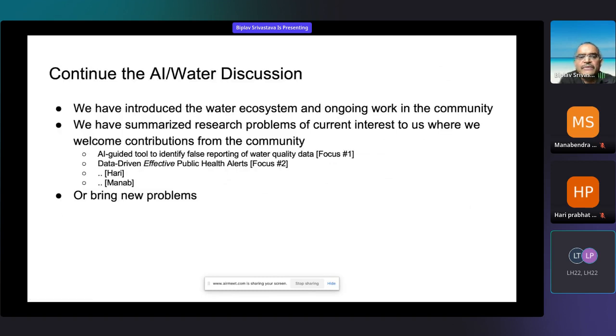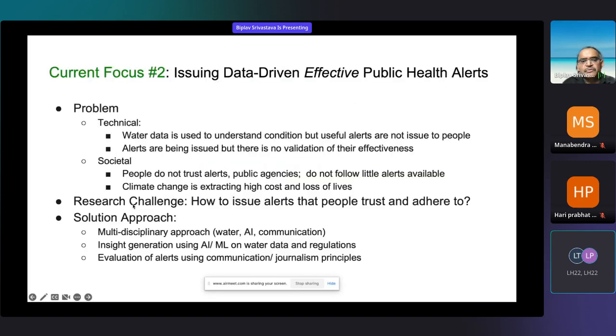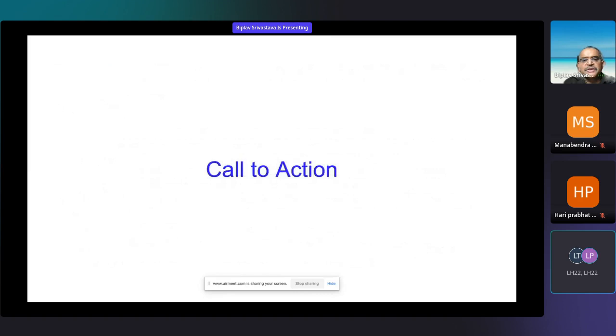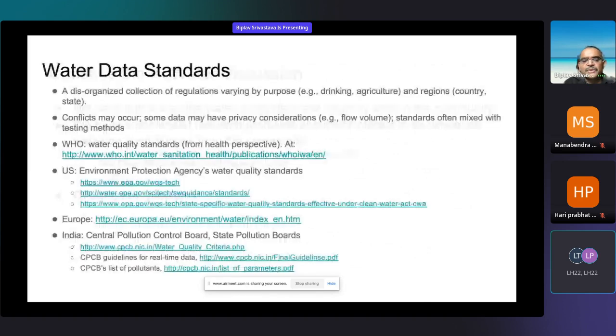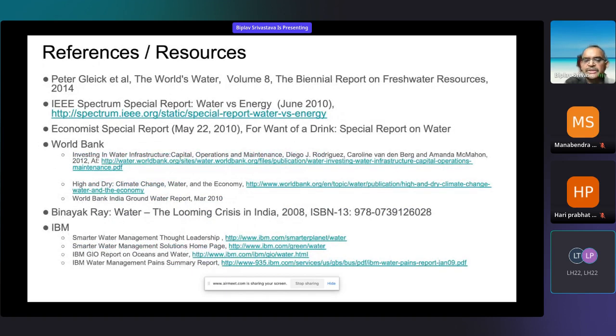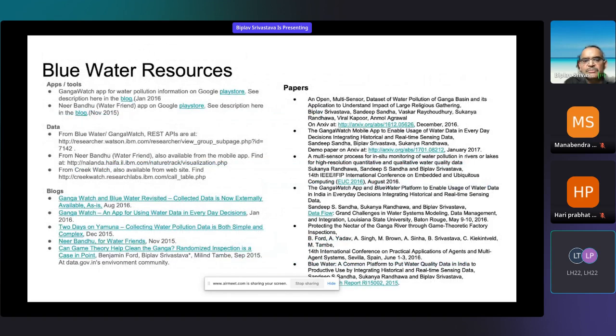Okay. So with this, we are coming to the end part of our tutorial, where we are going to sum up quickly. We have introduced the water ecosystem. We have also summarized the research problems of current interest that we have been working on. And I think we have talked about two of these focus problems, and we welcome any new areas that the community wants to bring up. There are some resources we have provided, like the data standards. We also have information on some of the ongoing resources that we referred to in our tutorial today. This is some of the references in the Blue Water resources.